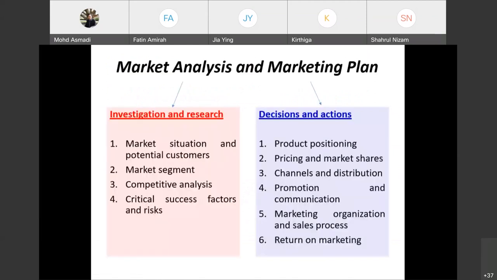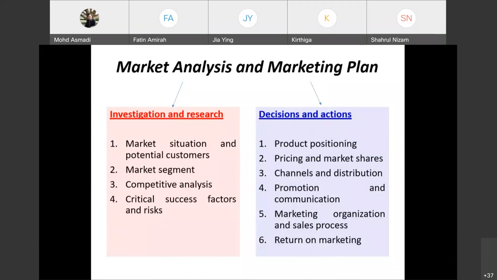There are two analyses: market analysis and marketing plan. For the market analysis, we investigate and research, while the marketing plan is the decision and the action. So these are the two characteristics of the market analysis and the marketing plan. This is how the task of product design works.